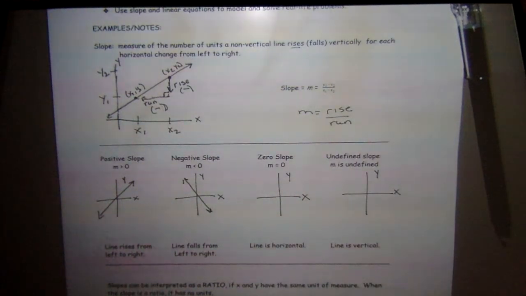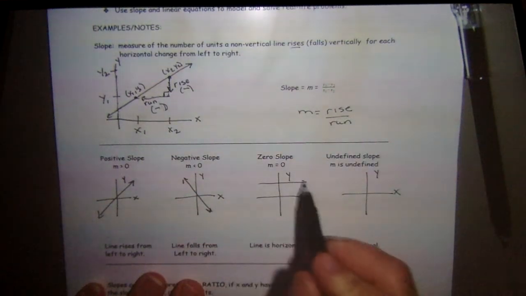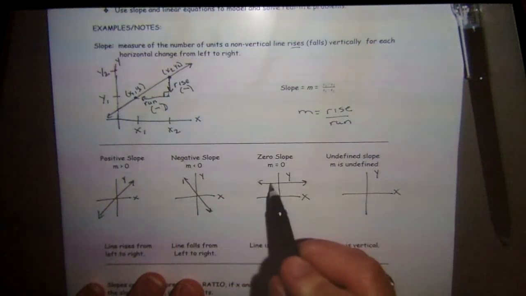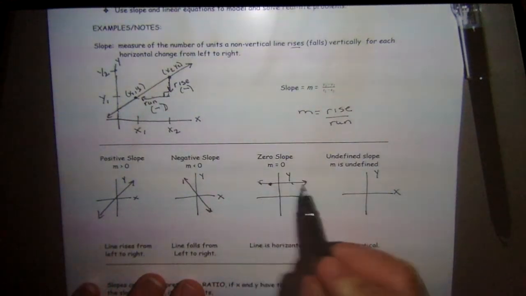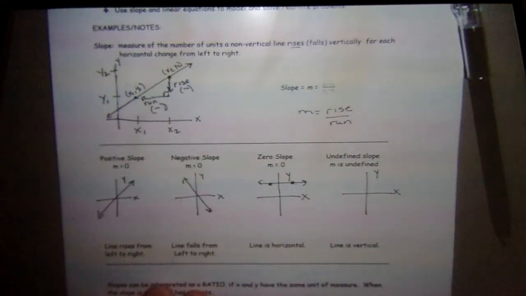What type of line has a zero slope? Straight which way? First of all, all lines are straight. It's a horizontal line. Horizontal lines have slopes that are zero. Because I start here, how far do I rise? None, but I run a certain amount. So 0 over something is 0.